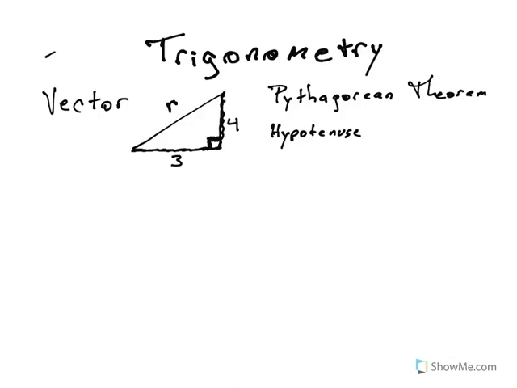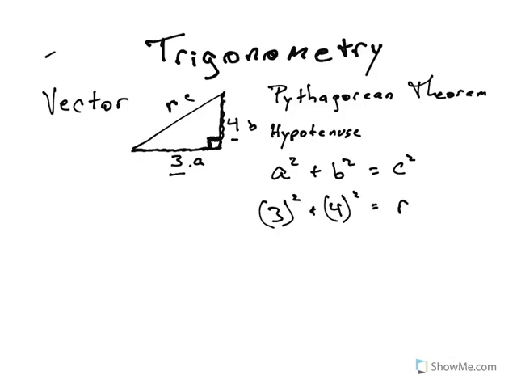So, what does the Pythagorean Theorem say? Well, it says that the sum of the squares of the two sides of the triangle, that is to say this side and this side, must equal the square of the hypotenuse. A lot of times you'll see it written a squared plus b squared equals c squared, where one side is called a, one side is called b, and the hypotenuse is called c. So, for our particular triangle, if I'm looking for r, I would be told 3 squared plus 4 squared must equal r squared.